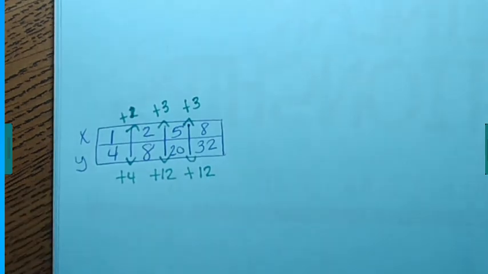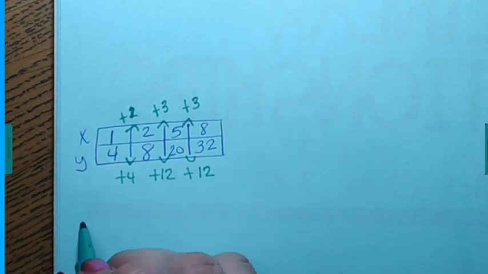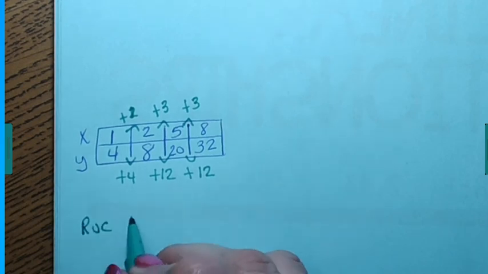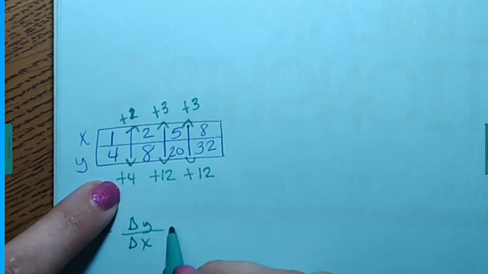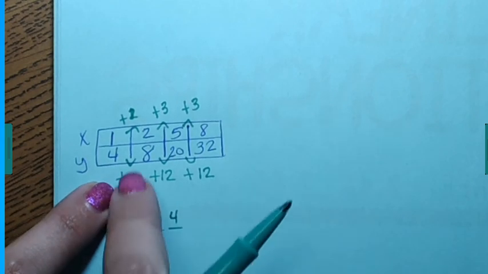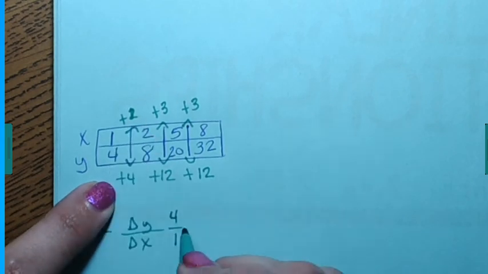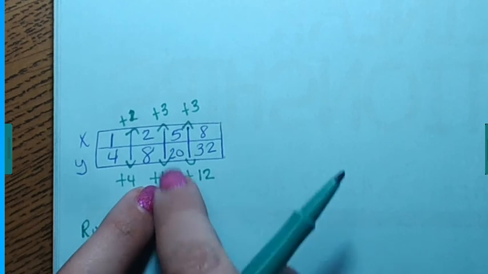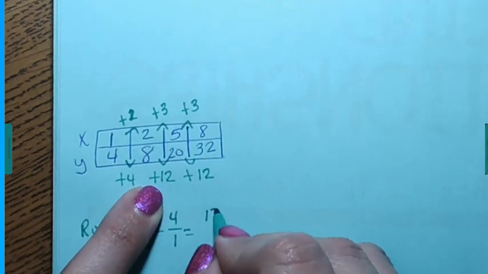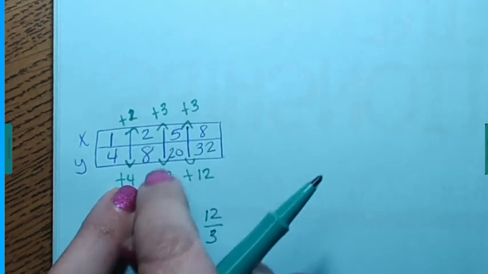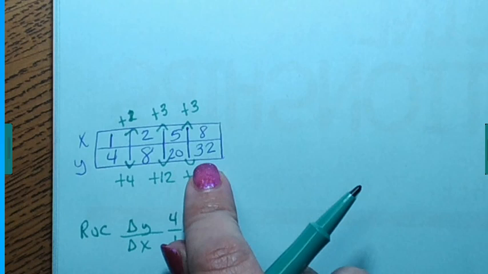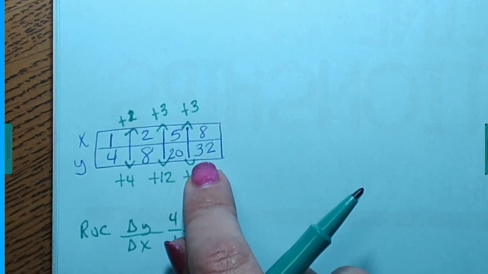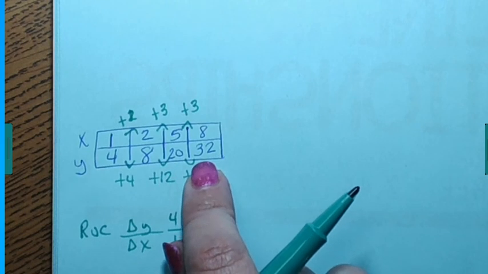Everybody okay with those numbers and where I got them from? Okay. So my rock is delta y over delta x. So I'm going to put 4 over 1, and I'm going to put 12 over 3. Now the next one's 12 over 3. Do I need to write that one also? No, I already have it.